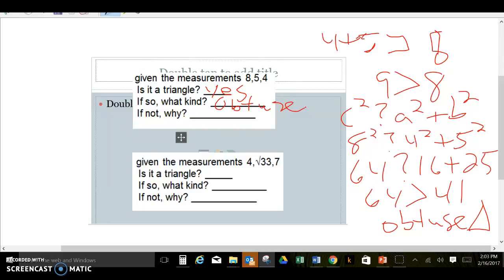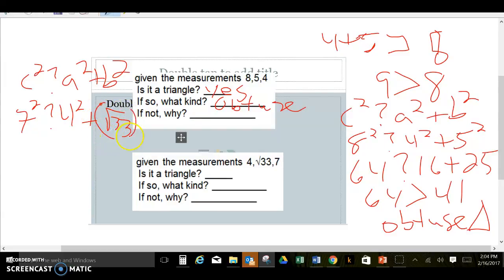If you're wondering what square root of 33 is, it's about 5.7 when you plug it in your calculator. So 7 is the biggest side. So we go c squared, question mark, a squared plus b squared. So c squared is 7 squared, question mark, 4 squared plus square root of 33 squared.